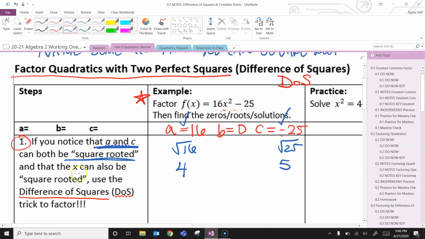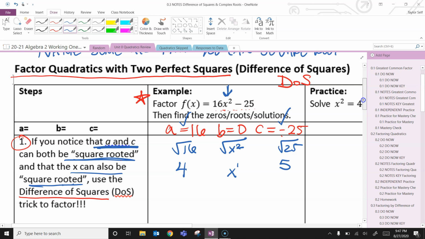Let's keep reading. X can also be square rooted. So, here's our x. We have x squared. Can we take the square root of x squared? Yes, we can. What that's going to do is it's kind of like dividing your exponent by 2. So the square root of x squared gives you just x to the first, because 2 divided by 2 is 1. Okay, so we just have 1x here.